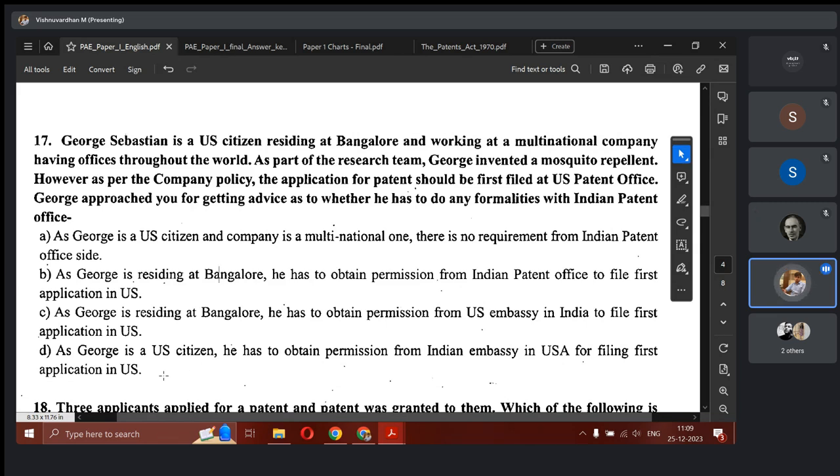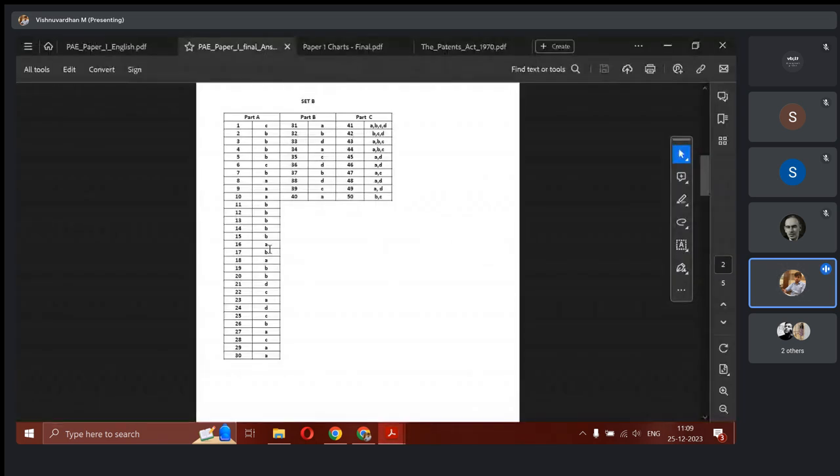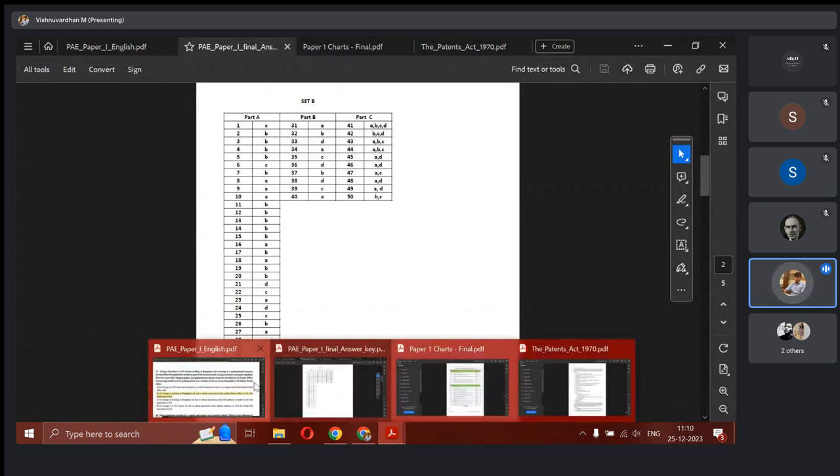So firstly, regarding this permission from the embassy, this question came in the 2022 paper. And even I'm not fully clear what embassy permission you need. But as far as this question is concerned, he needs this permission. Okay. Option B has to be right. Let's see if question 17, the answer is B. 17 is B. Okay. But regarding embassy, there is a question.